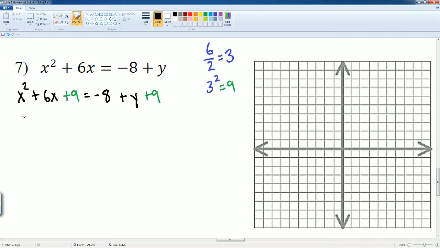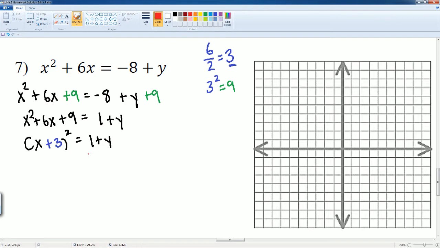The left side, x squared plus 6x plus 9, equals, this becomes a 1 plus y. This can now be factored on the left-hand side. Notice it is just x plus 3, squared, is equal to 1 plus y. Subtract the 1 from both sides. I now get (x plus 3) squared minus 1 is equal to y.